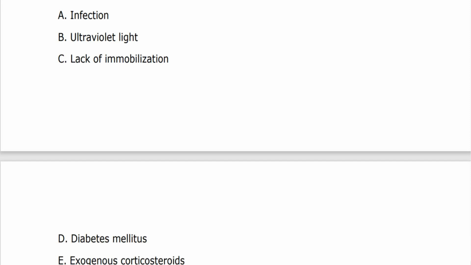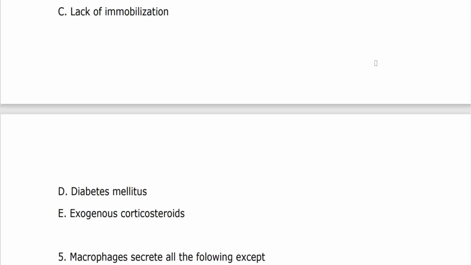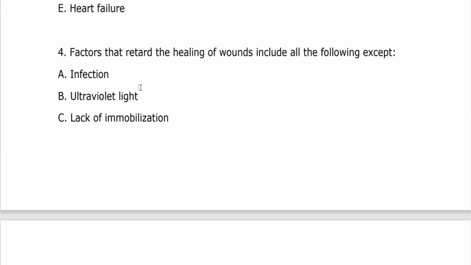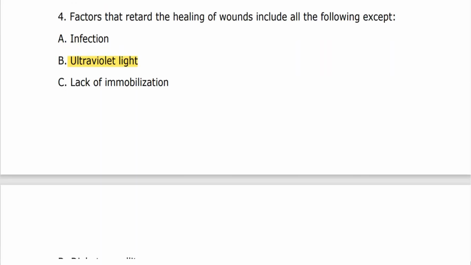Okay, diabetes mellitus, hyperglycemia, of course, will impair wound healing. Exogenous steroids also impair wound healing. So we are left with UV light, which is our correct answer. If anything, if we are going to think about vitamin D, we realize that UV light should actually encourage wound healing because vitamin D is also necessary in wound healing.